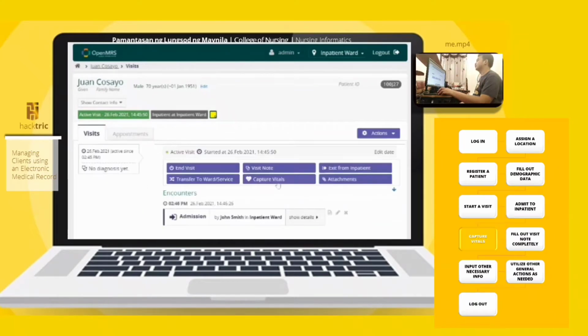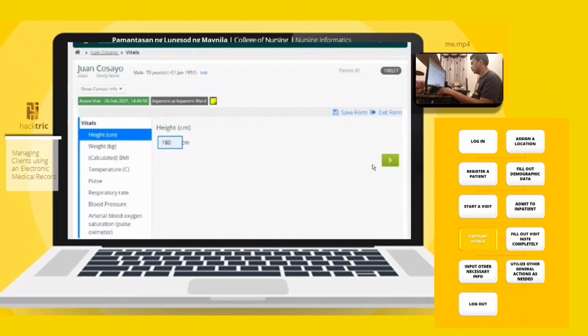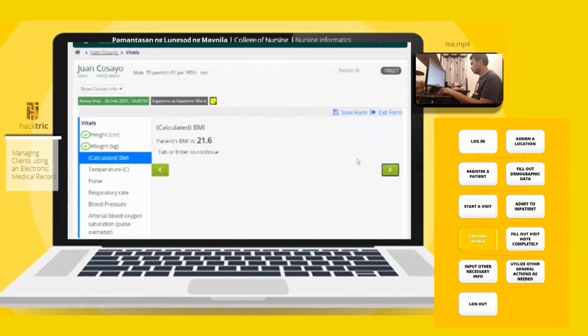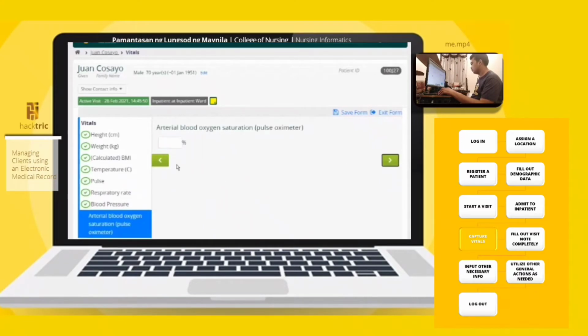Now we have to do the most common thing nurses do, taking vital signs. Let's say the patient's height is 180 centimeters with a weight of 70 kilograms. Then the BMI will be automatically computed by the system, so you don't need to do math anymore. Then his temperature, 37 degrees Celsius. Pulse is 80, meaning normal. RR is 22, perfectly fine. BP 140/80, considered normal based on his age of 70. Oxygen saturation is 95, normal.